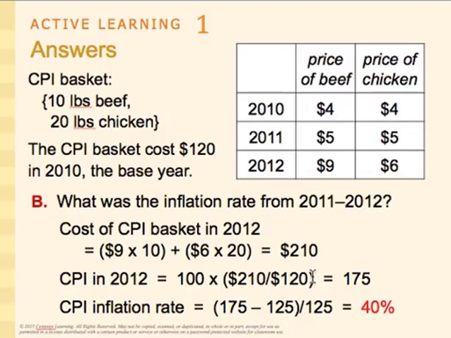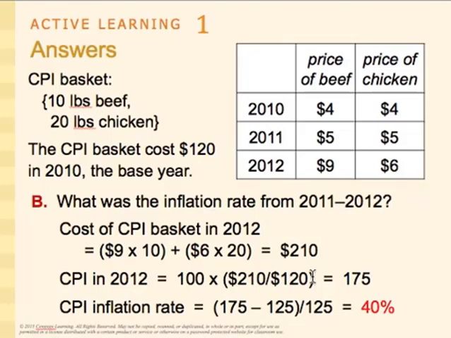Okay, now we can calculate the CPI inflation rate. Whereas before we had a base rate in the calculation, we didn't have to make the CPI inflation rate calculation. So we have 175, which is the current year, minus 125, which is the previous year, divided by the previous year of 125. Okay, we get a CPI inflation rate of 40%.